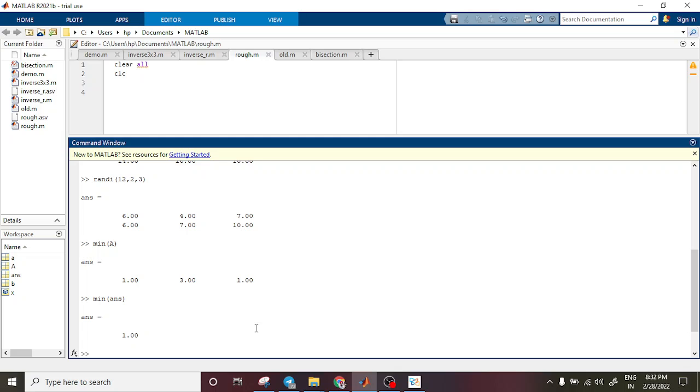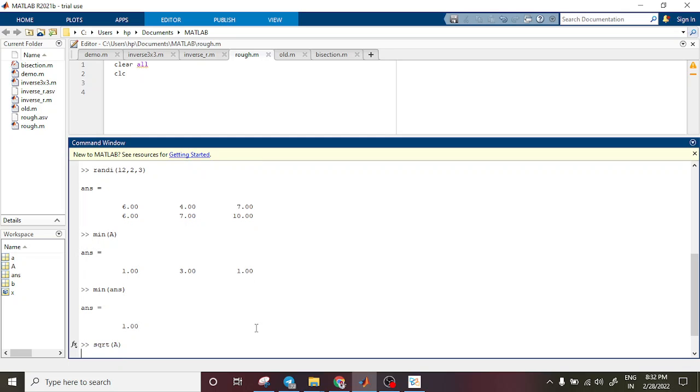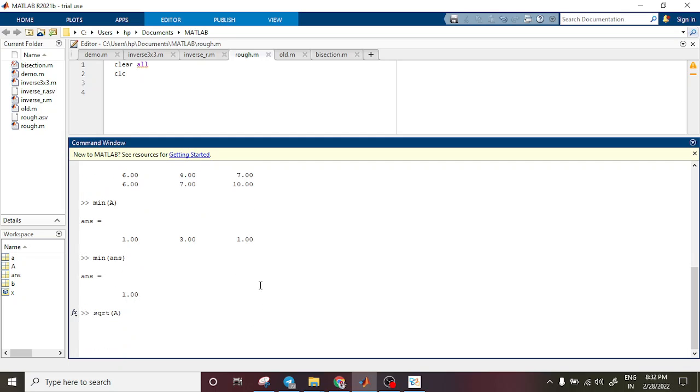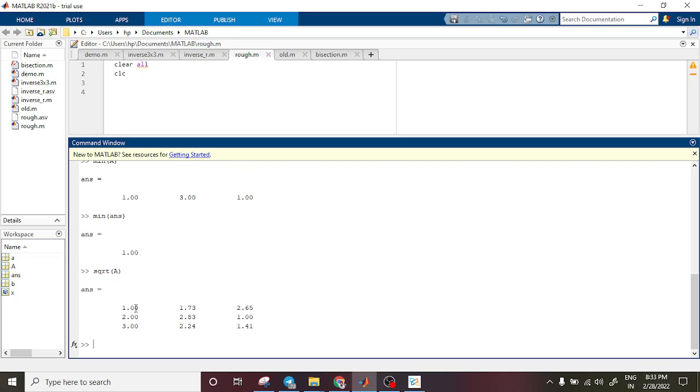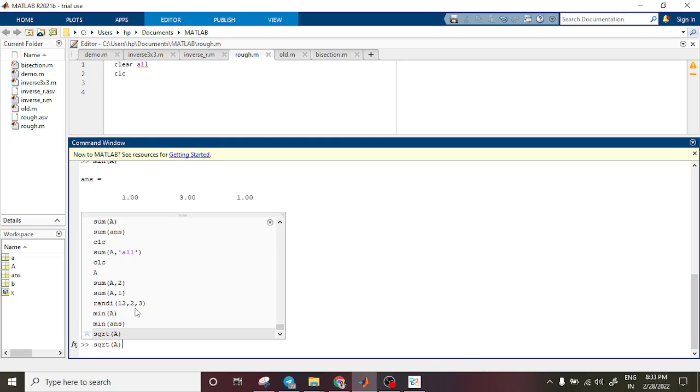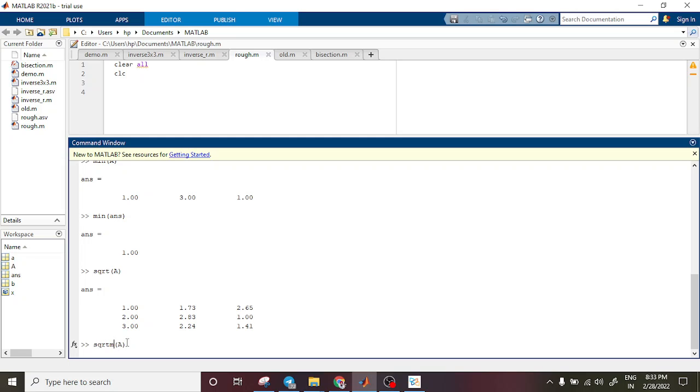Now if I have to find the square root, sqrt of A, square root of A, it's not giving a response. Square root of A, no, it's right. Now this is the square root of that matrix, but it's the square root of each number. But according to the matrix, if you have to find the square root, write M with that one. Now it's the matrix square root.